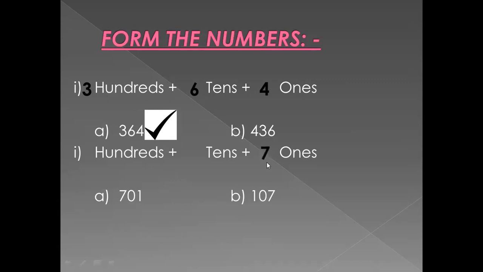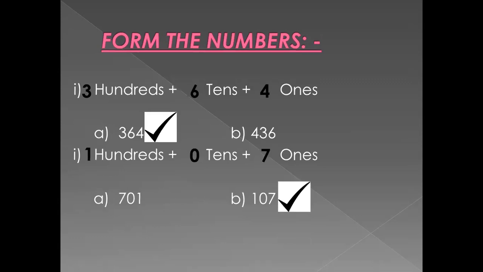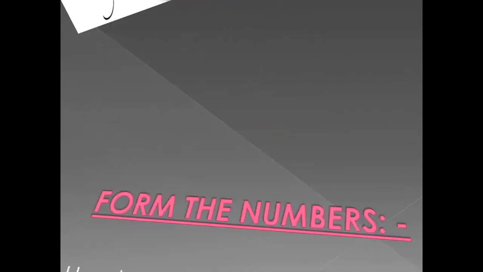See the next question. 7 is in ones place, 0 is in tens place, and 1 is in hundreds place. 1 hundreds plus 0 tens plus 7 ones. So what will be the number? Is it A, 701 or B, 107? Yes, the answer is 107.